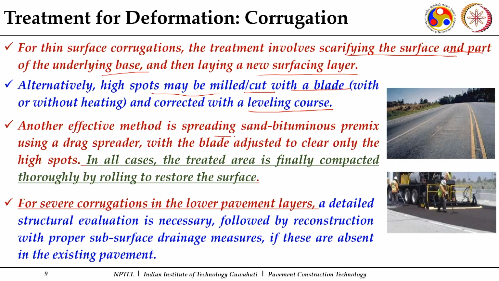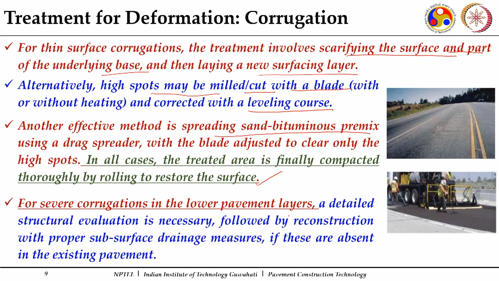Another effective method is spreading a sand bituminous premix. If the corrugation is not high enough, we can go with placing a sand bituminous mix with a drag spreader, which can cut the high spots simultaneously. In all cases, the treated area is finally compacted thoroughly by rolling to restore the surface. So finally it has to match with the existing surface.